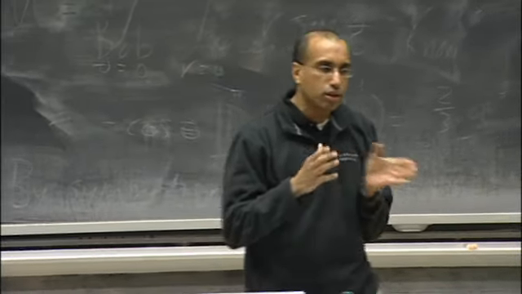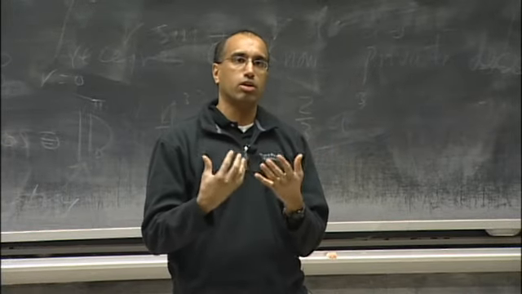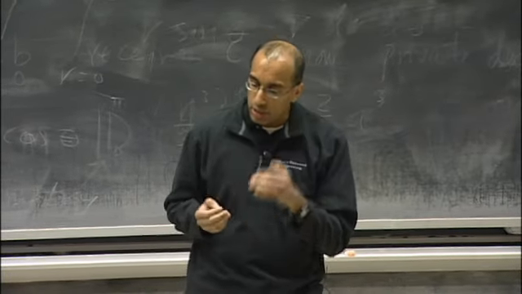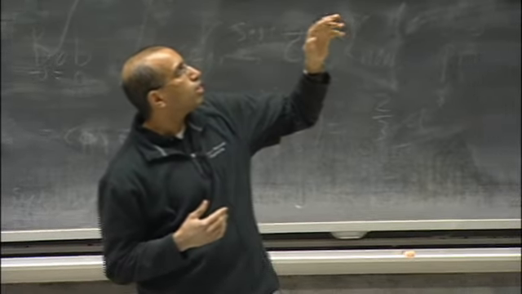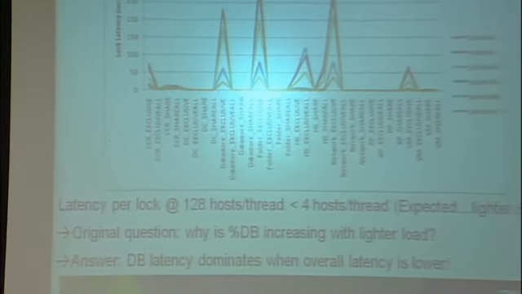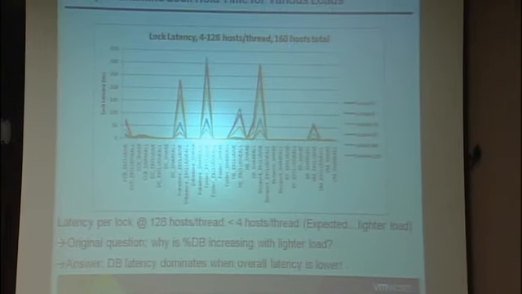The first thing I did is I examined the amount of time that each lock was held for each of these different operations. And what I did was I varied the load just as my colleague did. And what you see are 6 different lines. On the x-axis is each of the different locks that we acquire in our system. And on the y-axis is the latency of those locks in milliseconds.